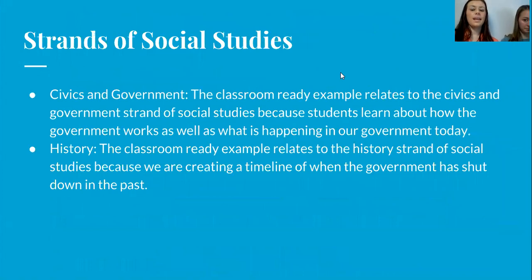So this is how we connected it to the strands of social studies. For civics and government, the classroom ready example relates to the civics and government strand because students learn about how the government works as well as what's happening in our government today. So that just really makes it relevant to their lives. For history, we said the classroom ready example relates to the history strand because we are creating a timeline of when the government has shut down in the past.